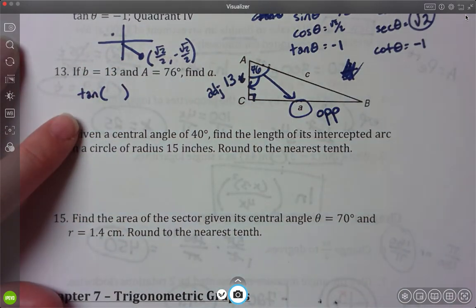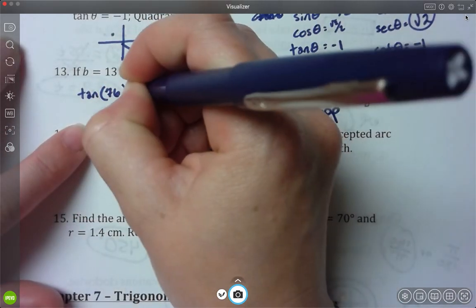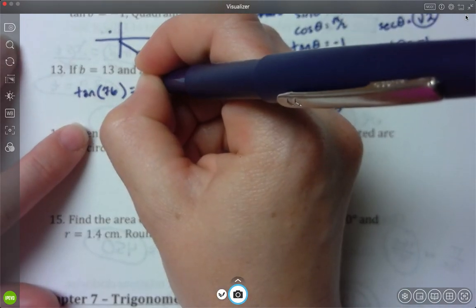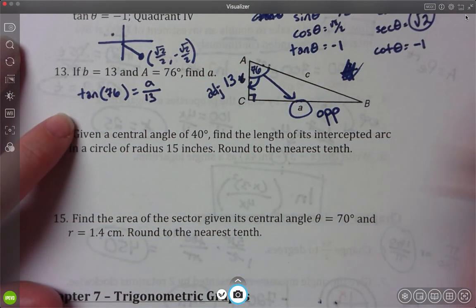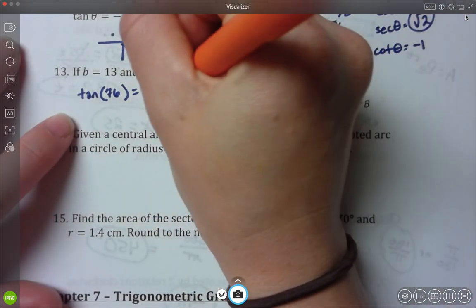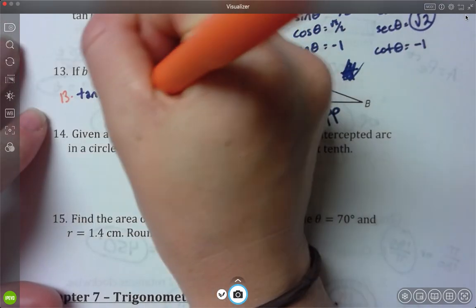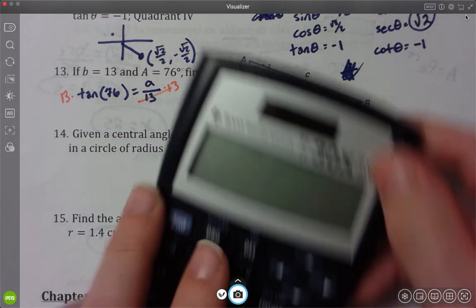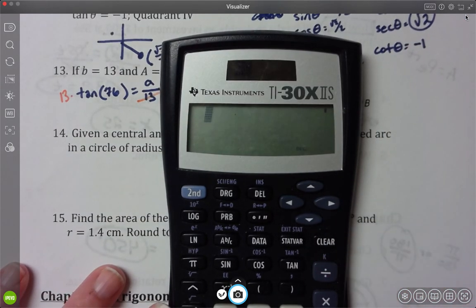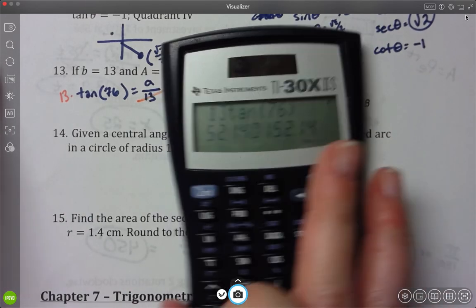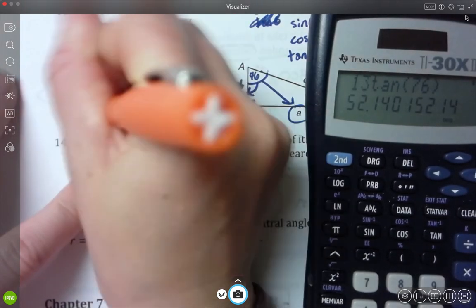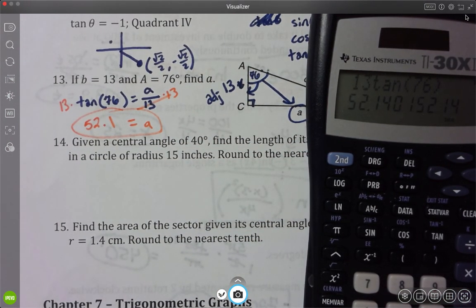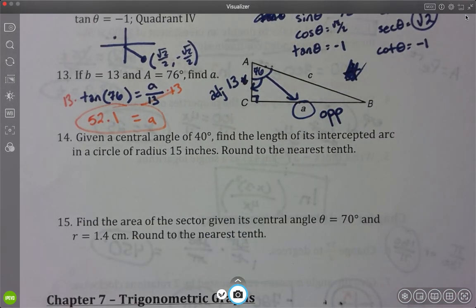I take tangent of 76, and it's going to be equal to opposite, which they call A, over adjacent, which is 13. Then to get A by itself, I'm going to multiply the 13 to the other side, and then I just get my calculator out. 13 times tangent of 76. And A will be 52.1. That's the value of A. They just wanted us to find A, and we have found it.